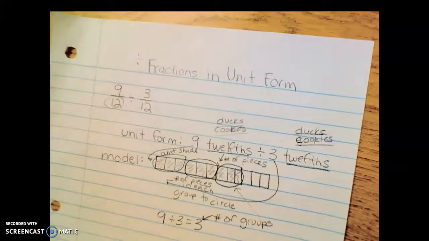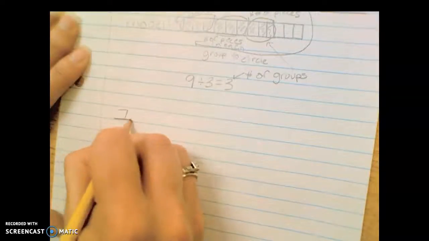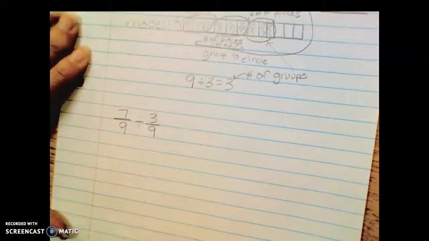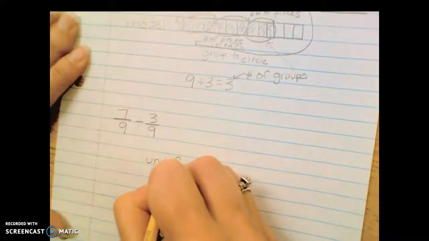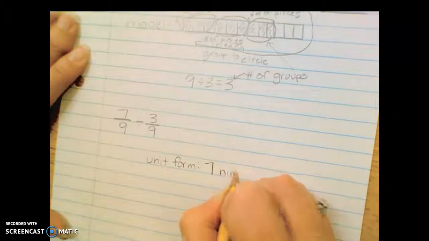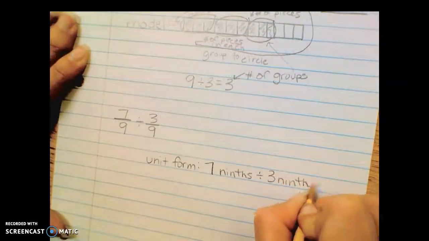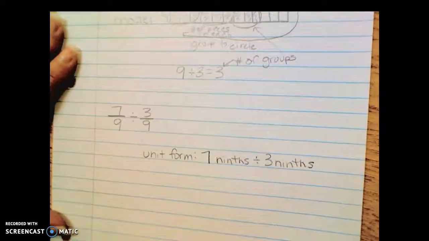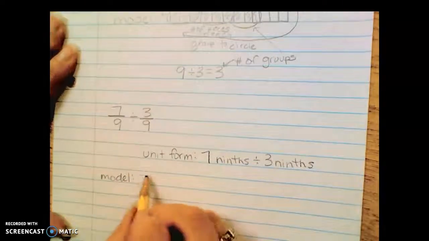Okay, so that one was kind of an easy one. Let's do another example of if we had 7/9 divided into 3/9. That's one that won't come out evenly. So again, the unit form would simply be 7/9 divided into 3/9. 7 ducks divided into groups of 3 ducks. 7 cookies divided into groups of 3 cookies. Our model would be the 9ths.